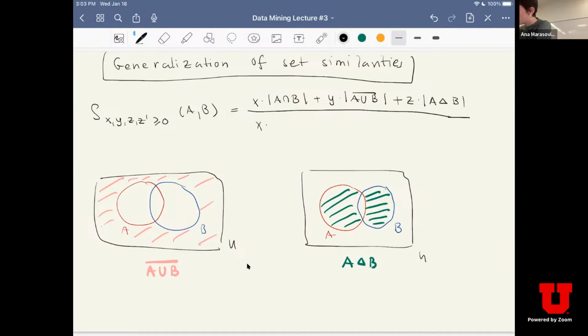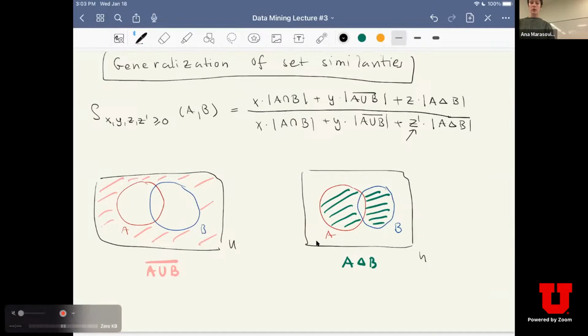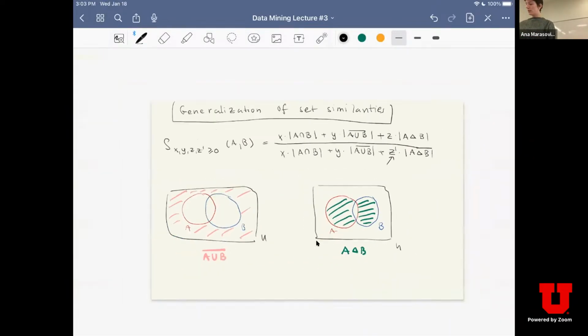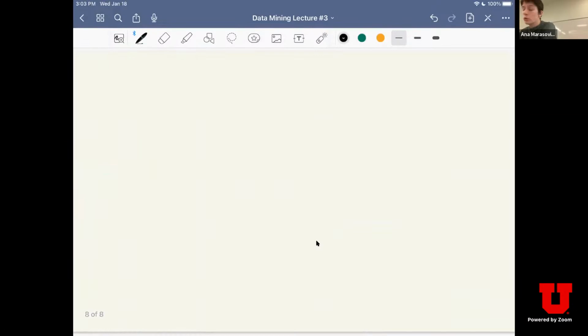Okay, and the denominator looks very similar. But here in front of the symmetric difference, you have z prime. So the only difference is this guy here. So this is a formula you can use to actually get your Jaccard similarity. We are going to go over 5 examples of concrete formulas that you get when you plug in parameters x, y, z, and z prime.